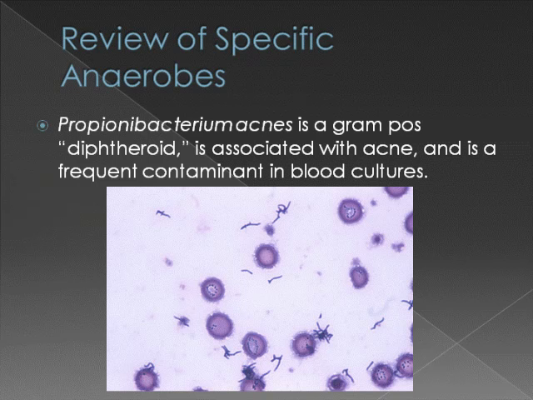All right, and then the last anaerobe I want to go over is Propionibacterium acnes. This is a gram-pos diphtheroid. It's associated with acne and is a frequent contaminant in blood cultures. Do you remember the other frequent contaminant in blood cultures? It's the staph epi, right? Coagulase-negative staph is another common contaminant of blood cultures.